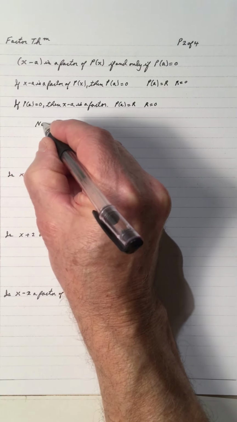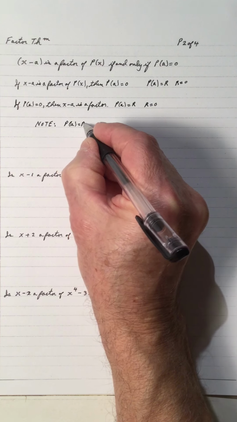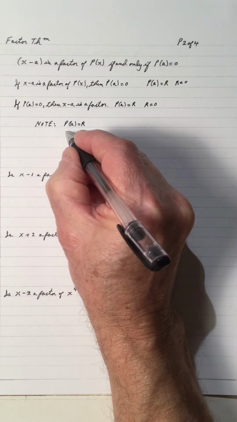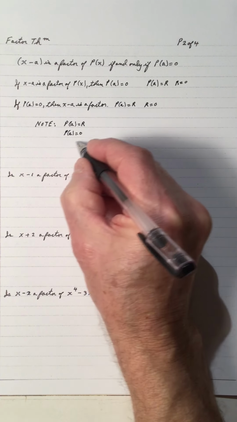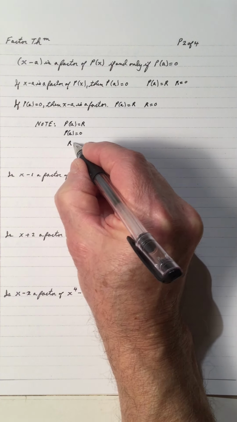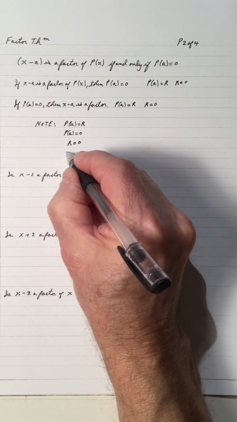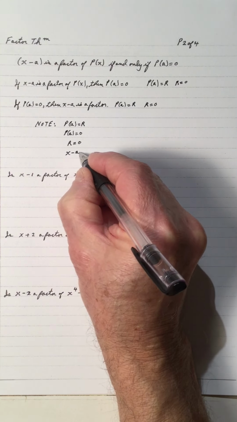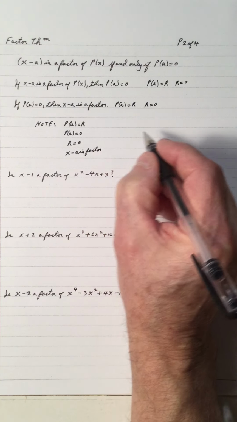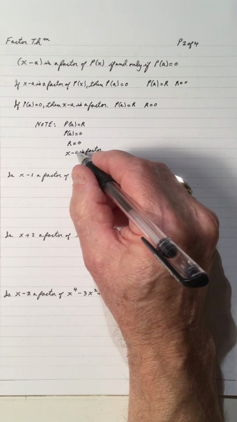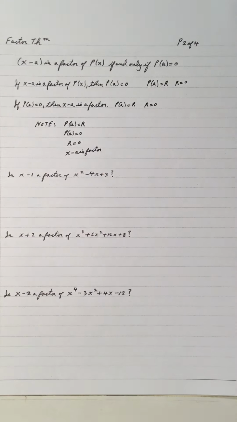And just to drive that note home again, very important on the factor theorem: p of a is equal to r, and p of a is equal to 0. That means the remainder is equal to 0. Hence, x minus a is a factor. So we get a remainder of 0. That means x minus a is a factor.